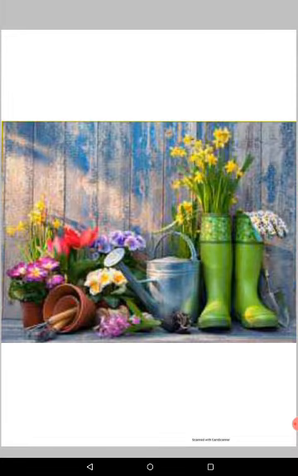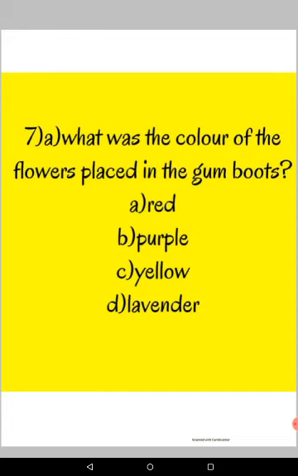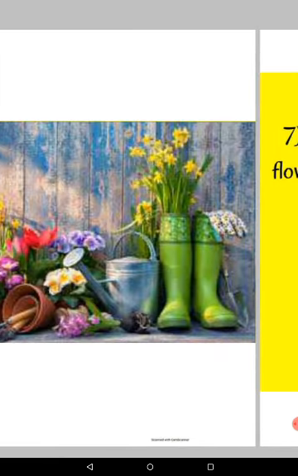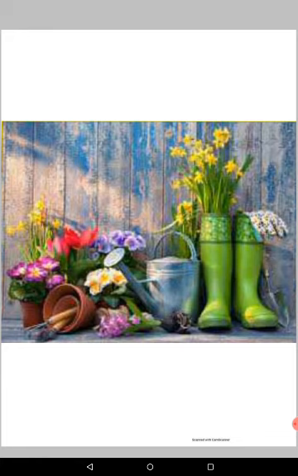Now the next question is a memory based question. So carefully see this figure for 6 seconds. Okay, now with the questions. First question is, what was the color of the flowers placed in the gumboots? Okay, now the answer is yellow. We can see the figure again.